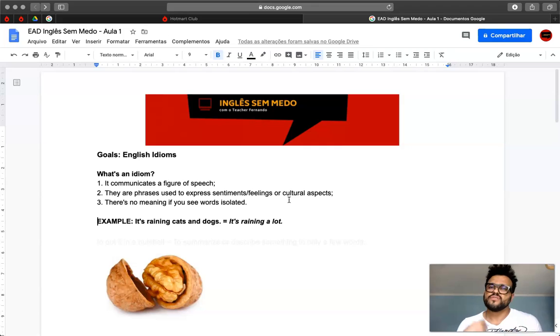Probably if you try to investigate the meaning of the expression, there is a connection with a situation that happened in the past. I don't know. So this is the point. You don't have to try to understand the words isolated. You have to try to understand the meaning of the expression, maybe the best context to use the expression, okay?